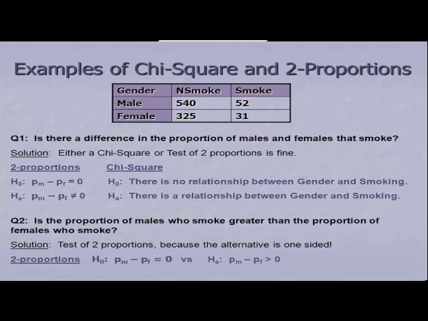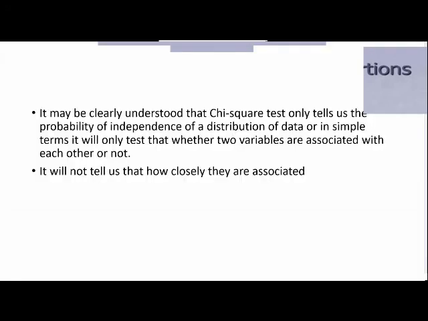Next, go to next. Sir, it is clearly understood that the chi-square test only tells us the probability of independence of a distribution of data, or in simple terms, it only tests whether two variables are associated with each other or not. But it will not tell us how closely they are associated. It means lung cancer may differ between males and females, but it doesn't tell us whether gender actually causes it or not, as you said, sir.